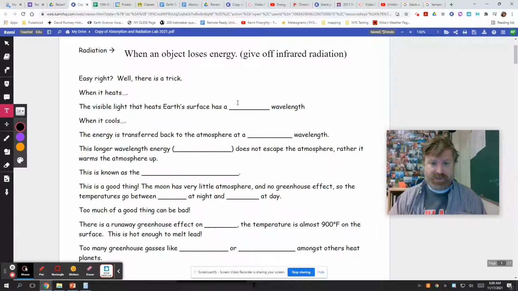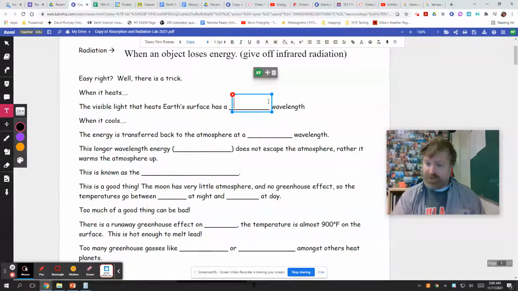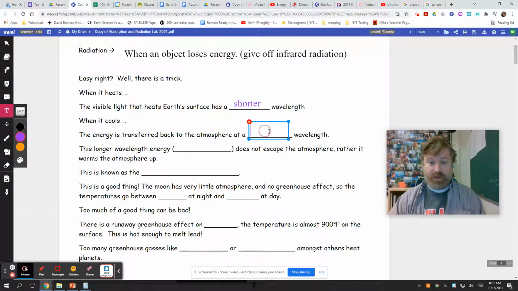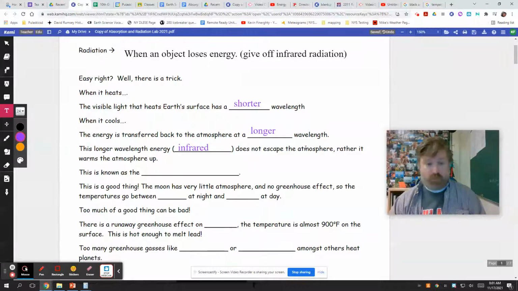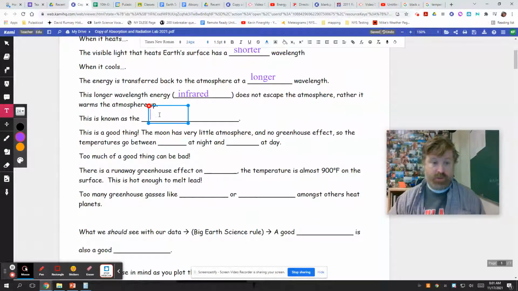The visible light that heats Earth's surface, and you should have done this in the notes in lesson B, has a shorter wavelength. Energy transferred back to the atmosphere, this infrared, has a longer wavelength. Then this longer wavelength, again, we'll write infrared, INFRARED. This longer wavelength energy does not escape the atmosphere. Rather, it gets trapped and it warms the atmosphere up. This is known as the greenhouse effect.